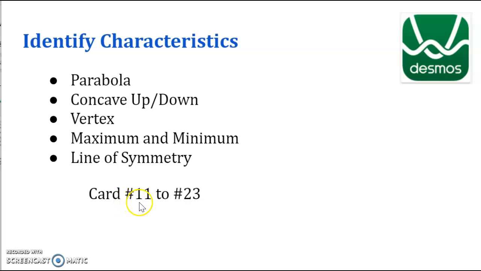Okay, so with that, you're going to go on to discovering parabola, concave up, down, vertex, maximum and minimum, and line of symmetry, in cards 11 to 23. I am not going to go through it because it's pretty straightforward and it walks you through all the steps as well as gives you feedback.